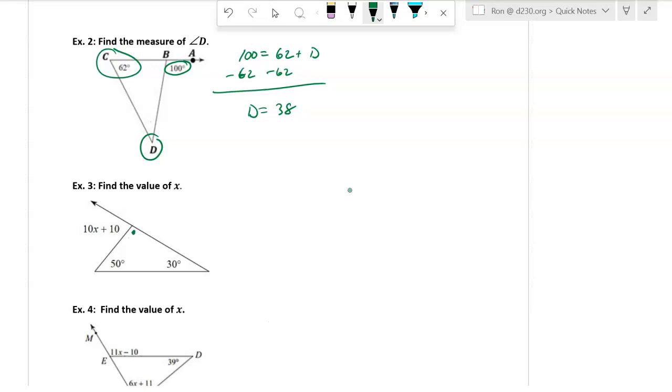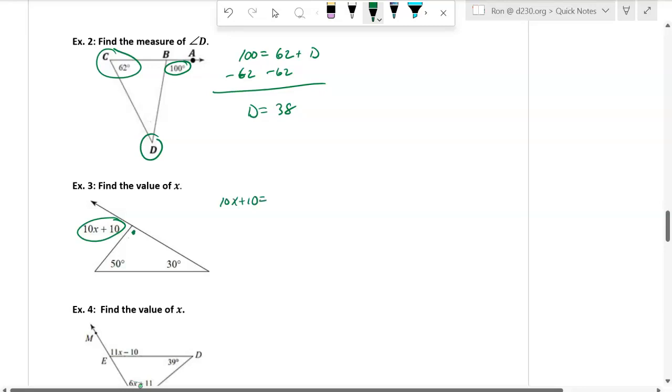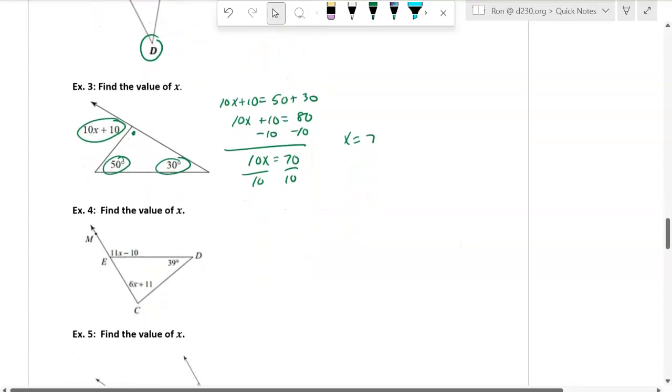Now, I can use these two angles to find that, but I need to find x. So if this is my exterior angle, 10x plus 10 is equal to the sum of my two remote interiors, which would be 50 plus 30. So now all I have to do is take this equation and solve for x. So divide by 10, and x is equal to 7.